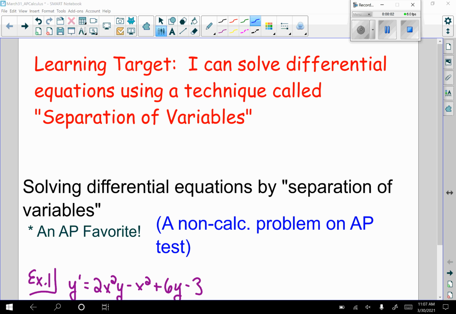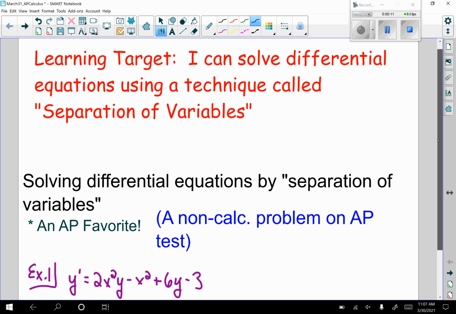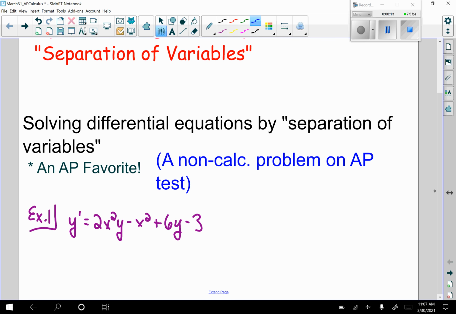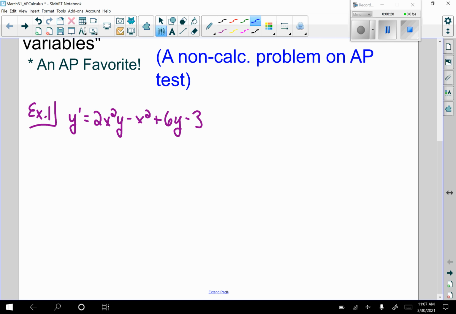Hello everyone, we are still working in section 6.2, but today we're going to take a look at how to solve differential equations using a technique called separation of variables. So this is a favorite topic on the AP exam. It will be a non-calculator problem most of the time. So let's take a look at this first example.